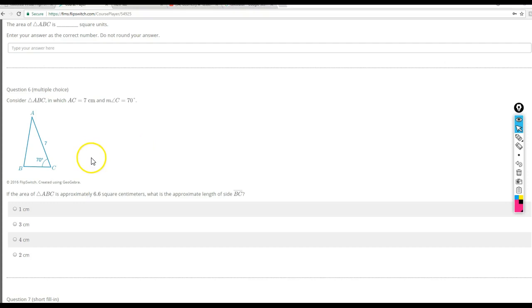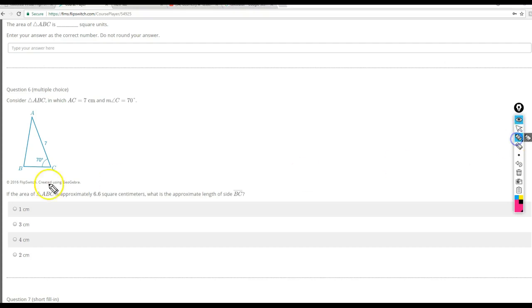Consider triangle ABC in which the side length of AC is equal to 7 centimeters and the measure of angle C is equal to 70 degrees. If the area of triangle ABC is approximately 6.6 square centimeters, what is the approximate length of side length BC?